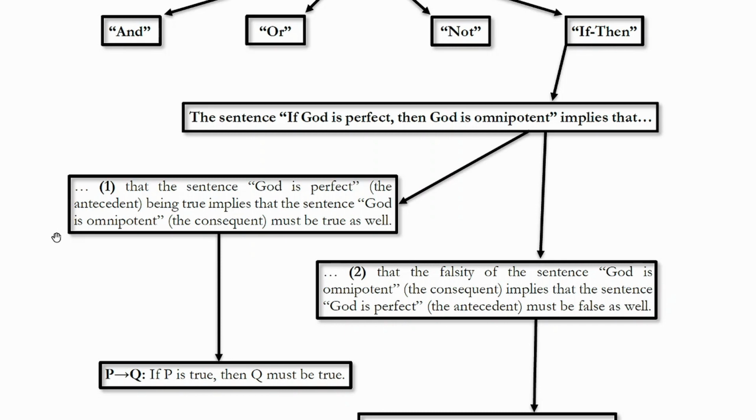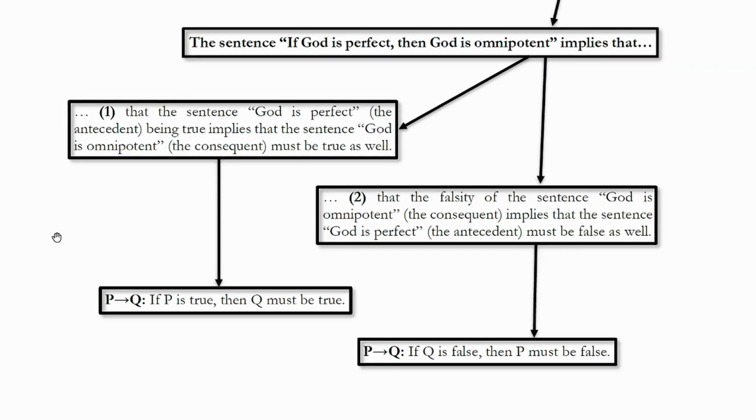So again, in a statement like if P then Q, one thing it's telling you is that if P is true, then you know Q must be true. And in this example, you can see why someone would say that, right? If we imagine that God is perfect, well, that means God must have all perfections. And if being all-powerful is a perfection, it would just follow that God must also be all-powerful. Okay, so that's one thing that the statement is telling you.